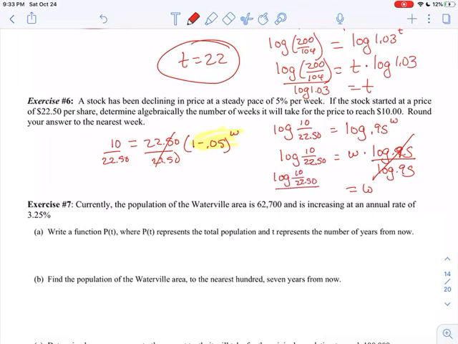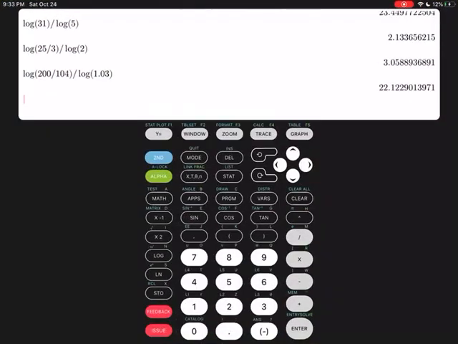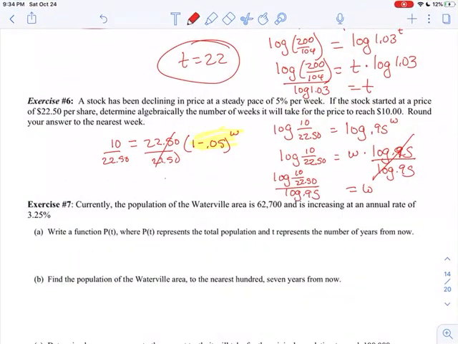And then I'm going to divide by the, oops, that should be 22.5. I'm going to divide by the log of 0.95. So that will give me my W by itself. So the log of 10 divided by 22.5 divided by log of 0.95. And that will tell me how many weeks it will take for the stock to reach that price, rather. So log of 10 divided by 22.5 divided by log of 0.95. And it's going to take me 15.8, so about 16 weeks.